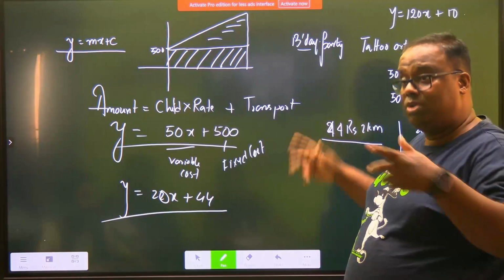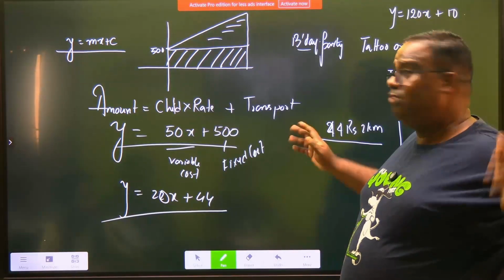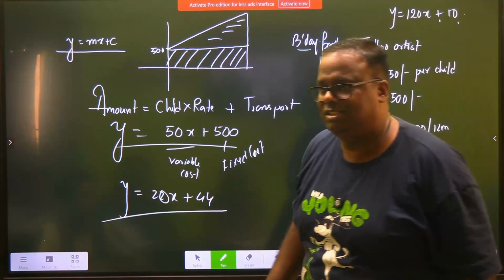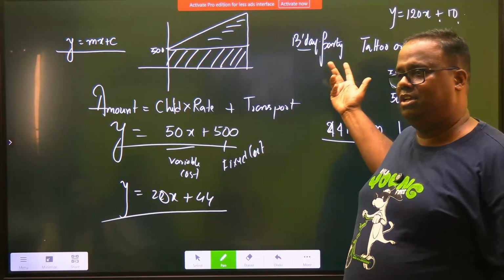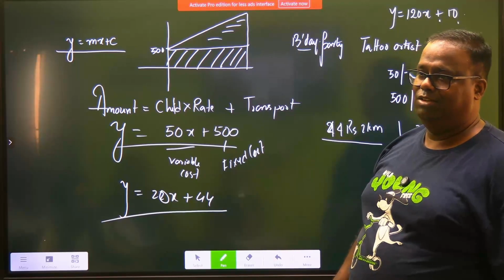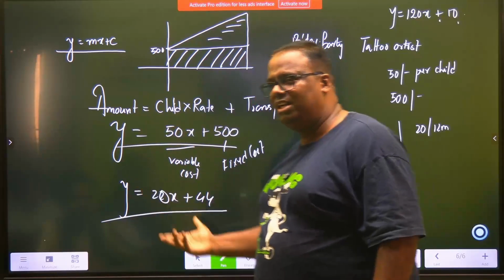Yeah, that's why you give tickets. Most of the parties. So the party will have a fixed cost, venue cost, and then per plate. Y equal to mx plus c. This whole world runs on y equal to mx plus c. Velocity, acceleration, taxi, tattoo, birthday, anything.